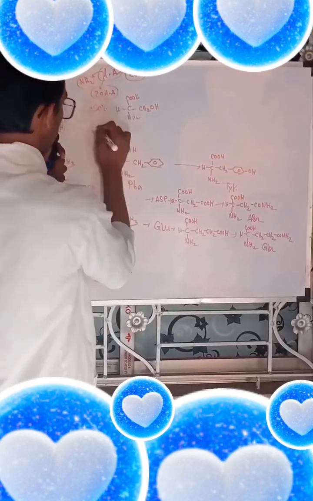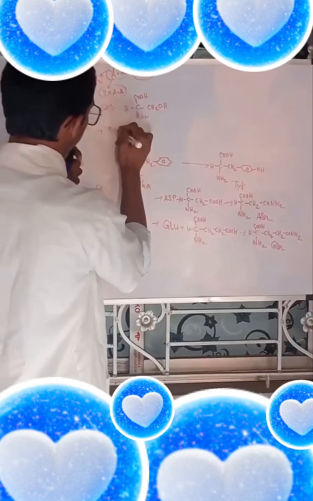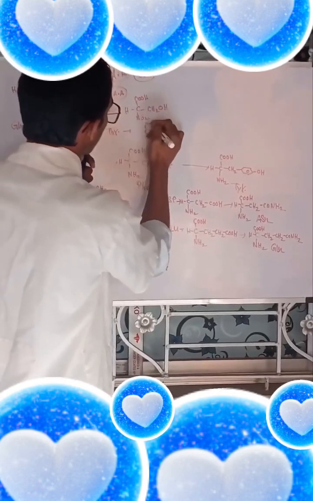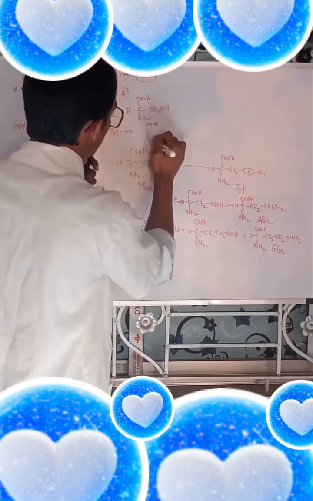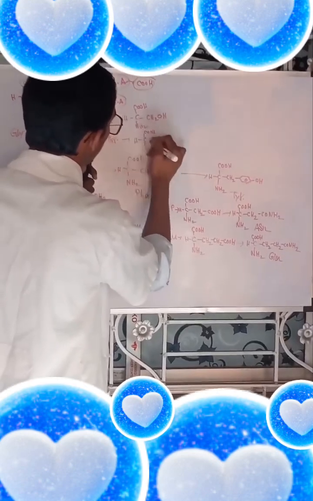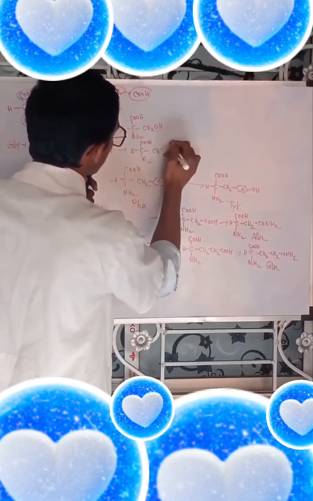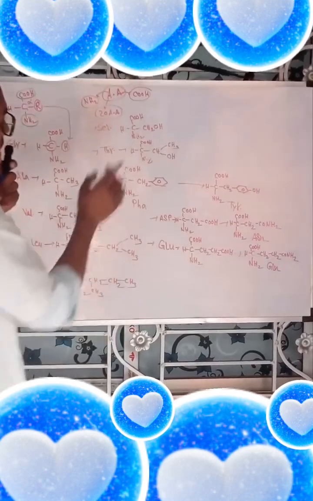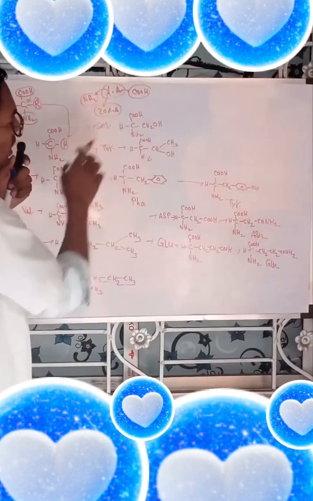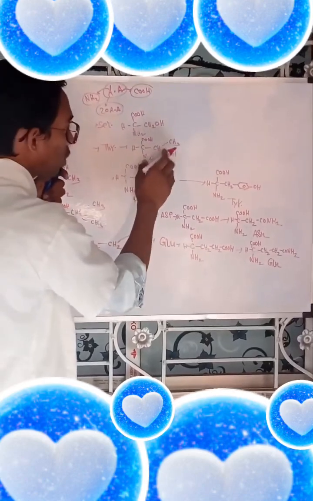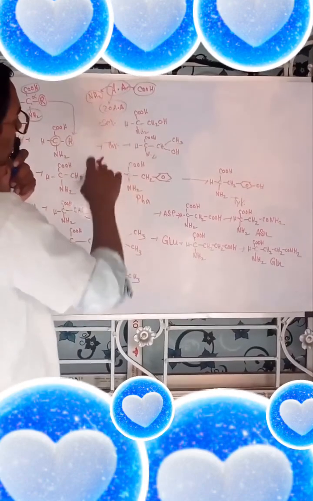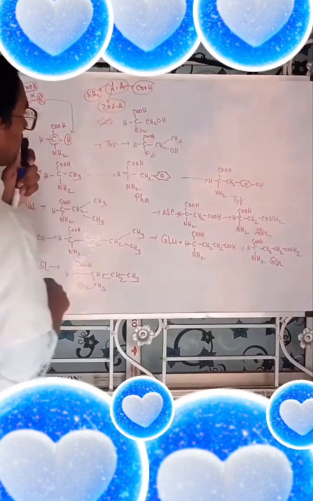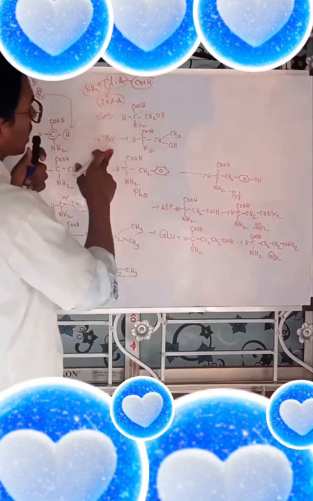And then threonine. Threonine: you can see COOH, NH2, H, and CH3. Just add one methyl group here, and then you will get the threonine amino acid. It also contains an alcohol group. That's why we consider them alcohol-containing amino acids. So the alcohol-containing amino acids are threonine and serine.